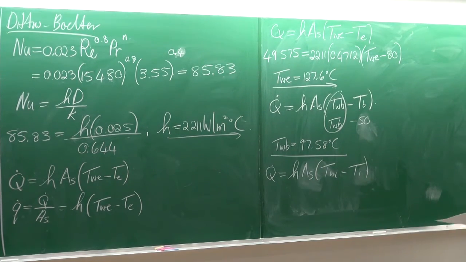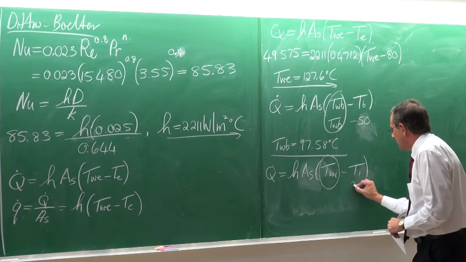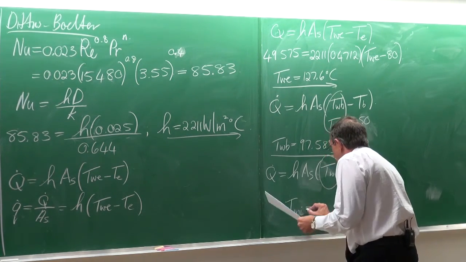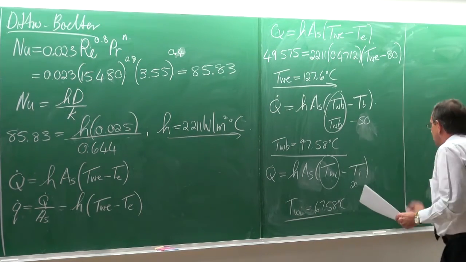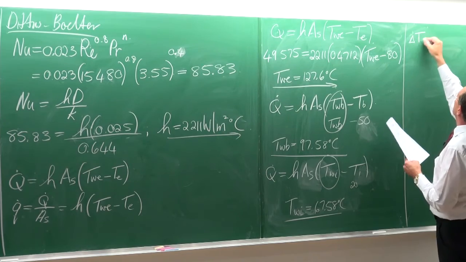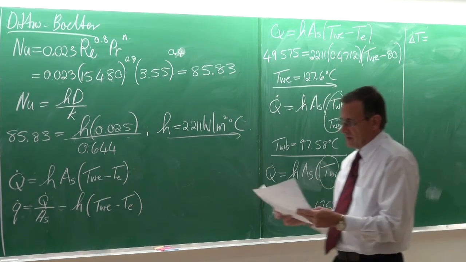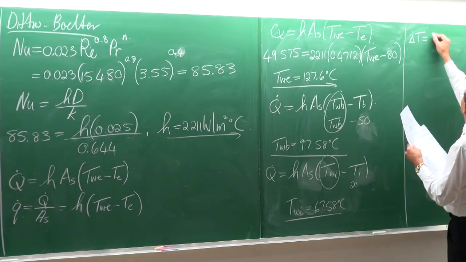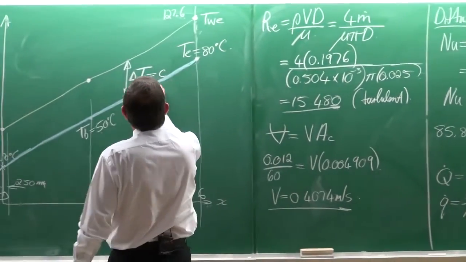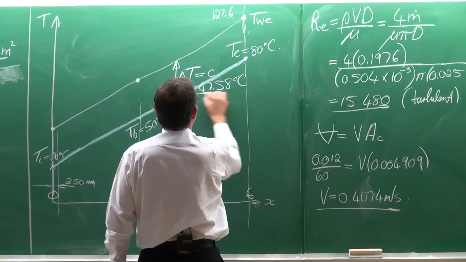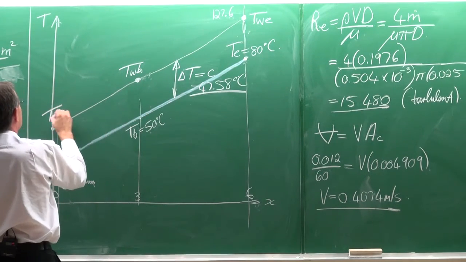Like that. And the wall temperature, that is what we want to determine. The fluid temperature at the inlet is 20. And then the temperature of the wall at the inlet would be 67.58 degrees Celsius. And for all of them, the delta T is a constant, and it is equal to 47.58 degrees Celsius. So this delta T here is 47.58 degrees Celsius. There's the wall temperature bulk, and there's the wall temperature at the inlet.